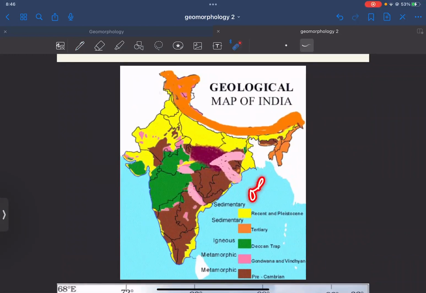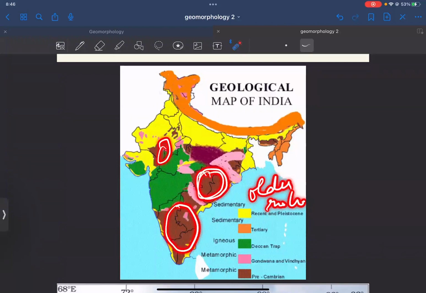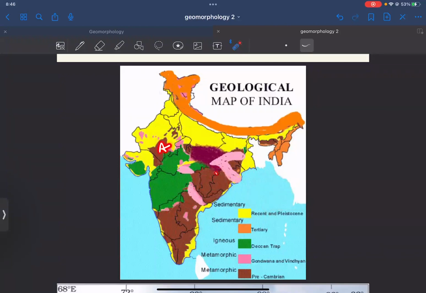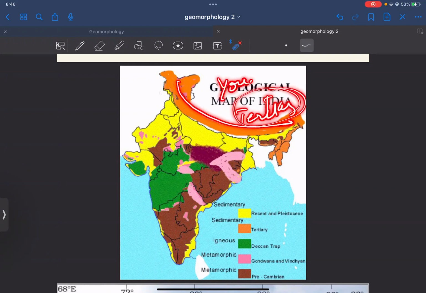See, we find older rocks in the peninsular part. So these are the regions where older rocks are formed. This is the Aravalli region, right? This is Chhattisgarh, Odisha region, and then the southern region. Here, older rocks are formed. They are stable, so no earthquake activities are observed, right? Then Himalayas have been recently formed in the tertiary period, so that's why we call Himalayas young mountains because they have been recently formed.